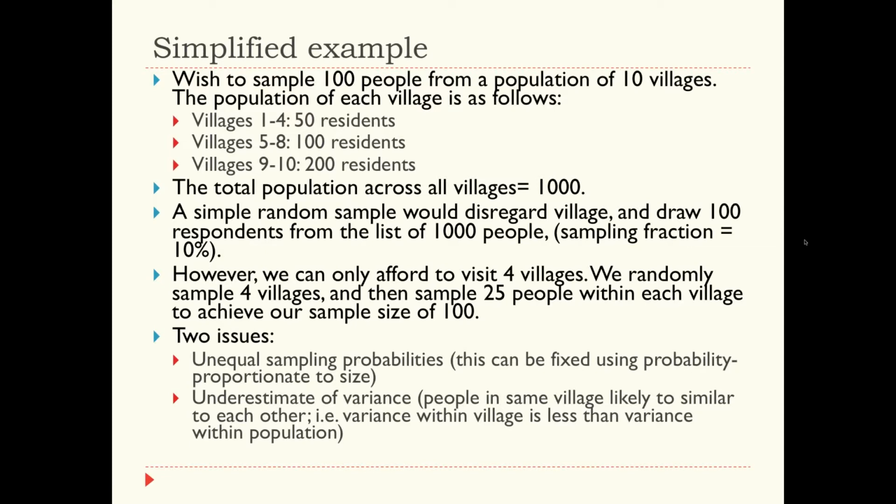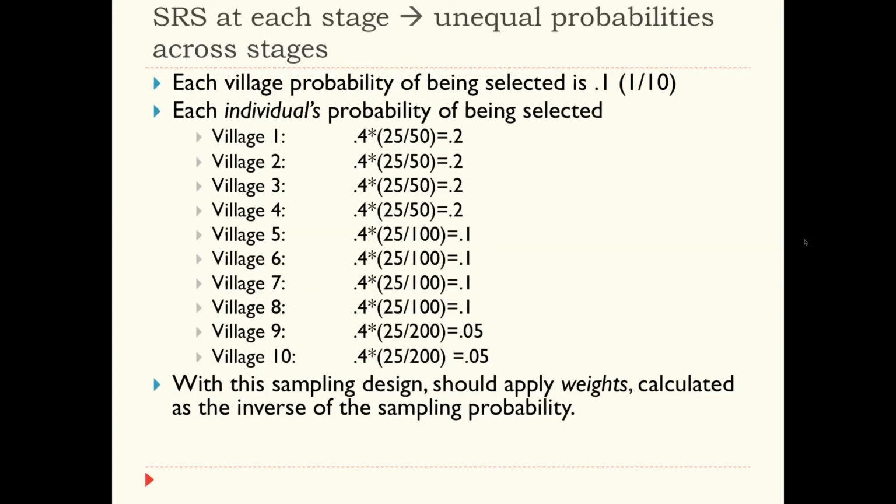There are 2 ways of going about correcting the first problem. First, let me show you what the problem is. I'm sorry, there's a mistake on top here. It should say every village's probability of being selected is 0.4, 4 out of 10, because we're going to select 4 villages out of our 10. I apologize for that. Every individual's probability of being selected is the product of the probability of the village being selected times the probability of the individual within that village being selected. And so what you can see happens here is that the people who live in smaller villages actually wind up getting higher probabilities of sampling, and the people who live in the larger villages have lower probabilities.